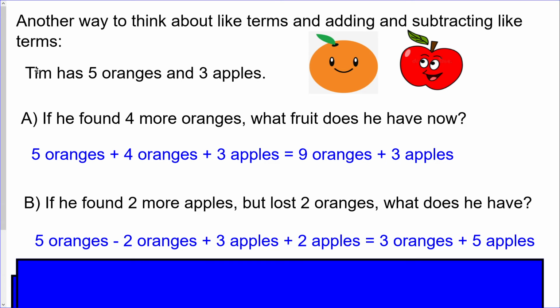Oh, and apparently I went back to the original question. So 5 oranges minus 2 oranges, because he lost 2 oranges. It doesn't really matter the order you put them in as long as you do the correct operations with them. And he had 3 apples from the start and found 2 more apples. So that's plus 2 apples. So that equals 3 oranges plus 5 apples. If I've done my math correctly there.